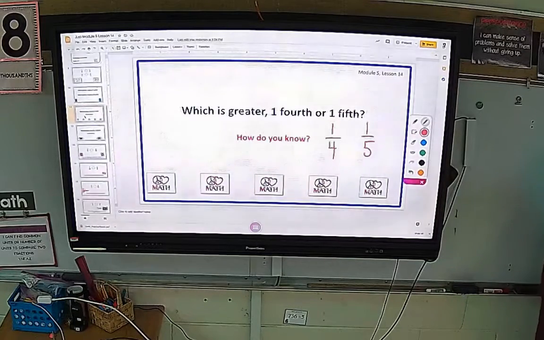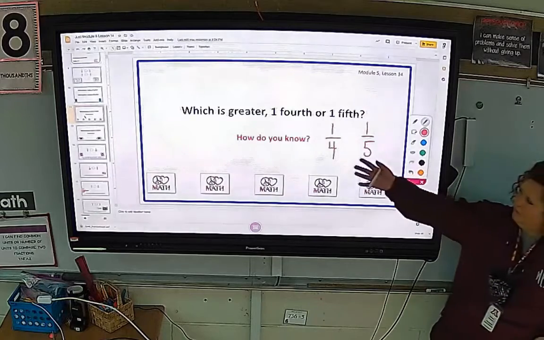What do you want to say? 1/4. You think 1/4 is bigger? Anybody agree with that? Disagree? We're just kind of discussing and talking, reasoning together here. A lot of agreement. Okay, but the pink question.